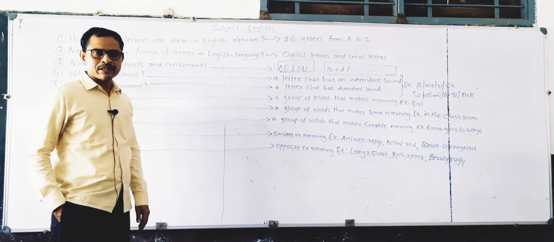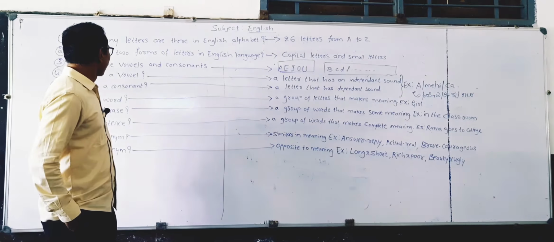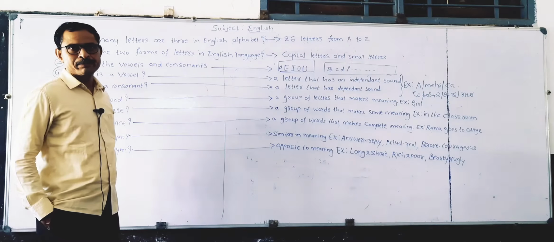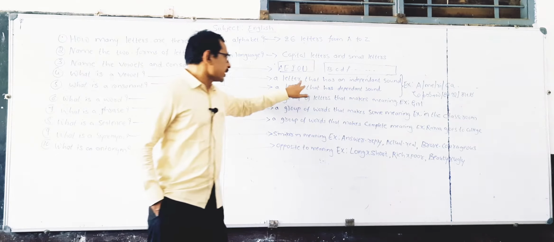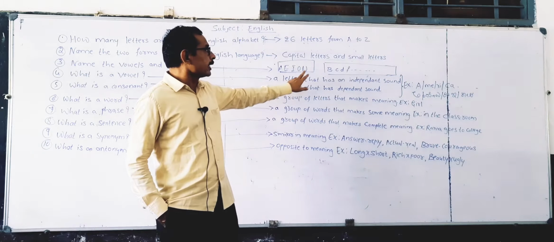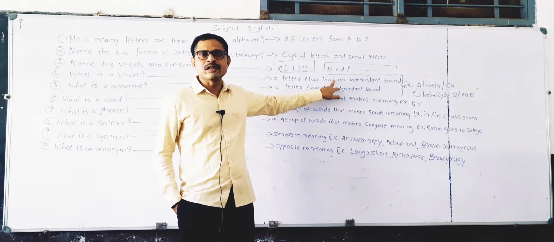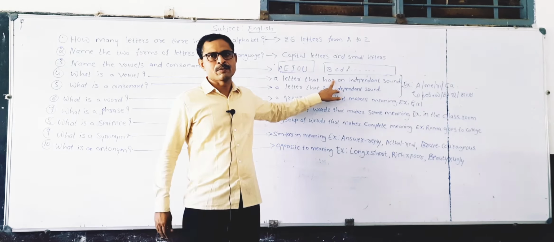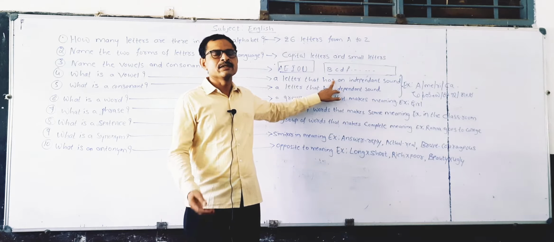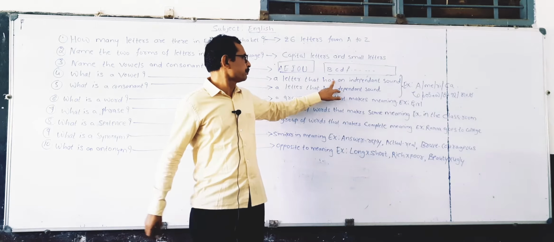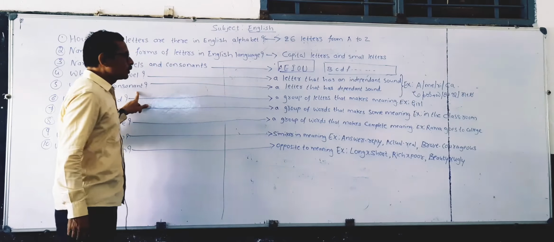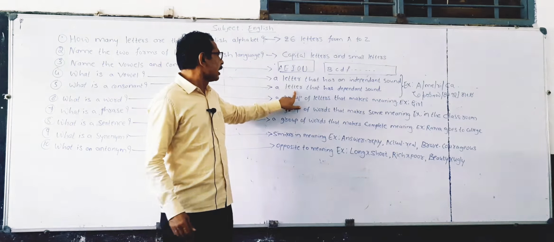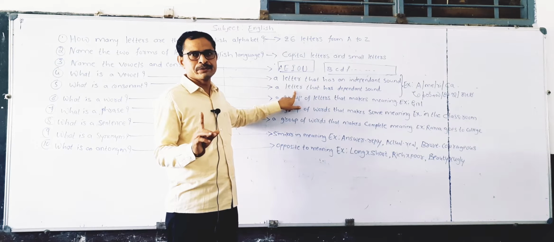Then, after knowing vowels and consonants, what is a vowel? Students, a letter that has an independent sound is called a vowel, which doesn't depend on other letters. And what is a consonant? Opposite to a vowel, a letter that has a dependent sound.